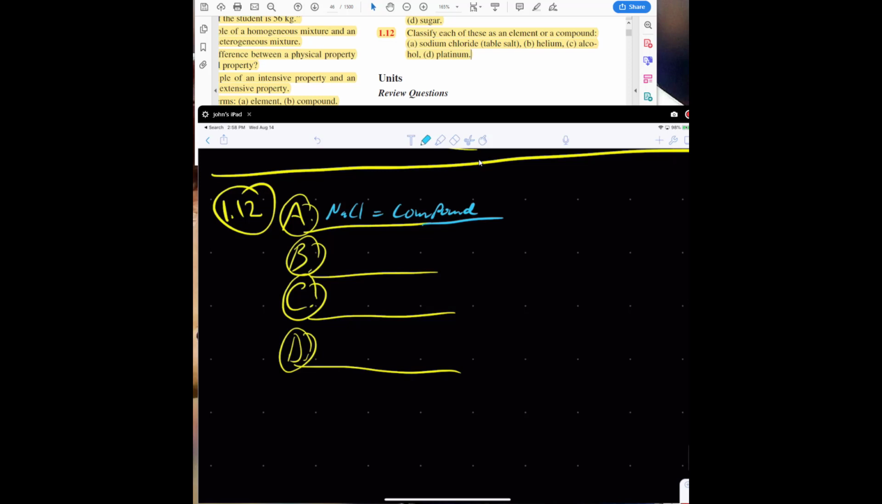Okay. How about B, helium? He, we know that that's an element. C, alcohol. That's going to be a compound. And D, platinum. Platinum is an element. We find that on the periodic table. Right?